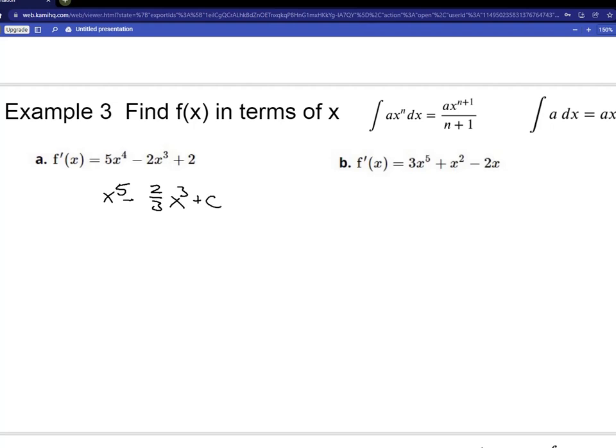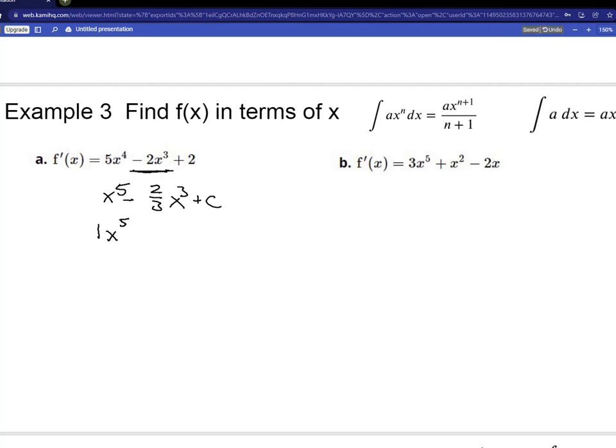All right, so let's talk about this. How did we get there? What I did was add 1 to the power and divide by the number that's next to the x. So that gives me a 1, right? Okay.